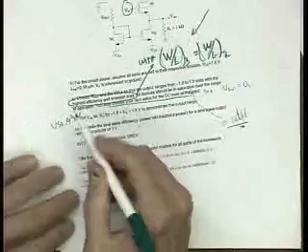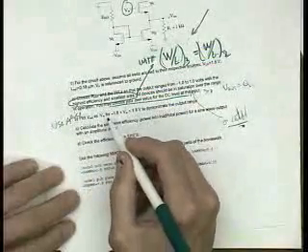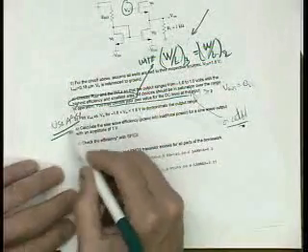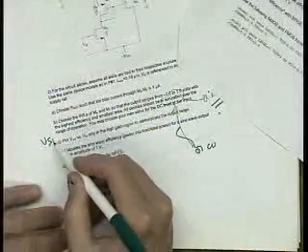Okay, another comment. Plot V out versus V in for this. You can use SPICE to do these plots. You don't need to do those by hand.